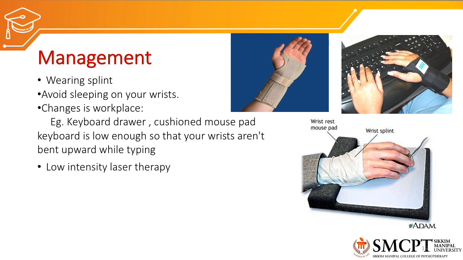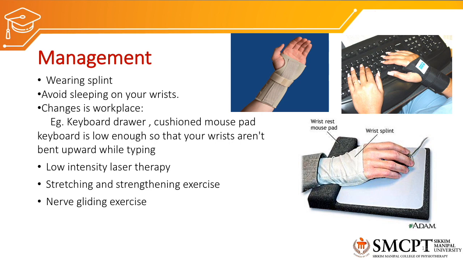Low intensity laser has shown positive results in reducing pain and inflammation of the median nerve. Stretching and strengthening exercises should be given to improve the strength of the muscles which have lost their strength. Nerve gliding exercises are some of the important exercises to prevent compression of the median nerve at the pronator teres or carpal tunnel area.